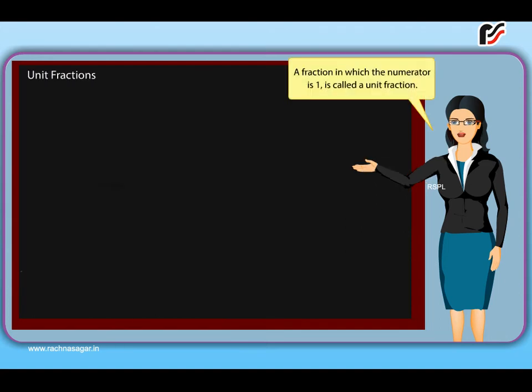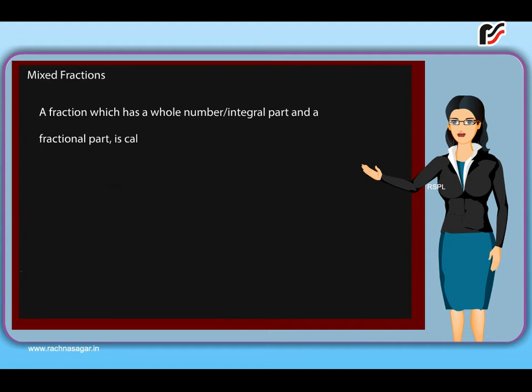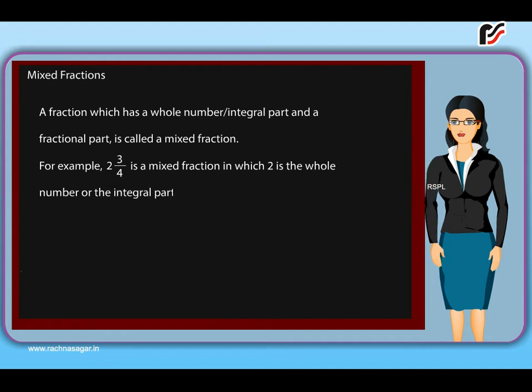Unit fractions. A fraction in which the numerator is 1 is called a unit fraction. For example, half and 1/9 are unit fractions. Remember, all unit fractions are proper fractions. Mixed fractions. A fraction which has a whole number or integral part and a fractional part is called a mixed fraction. For example, 2 3/4 is a mixed fraction in which 2 is the whole number or the integral part and 3/4 is the fractional part.